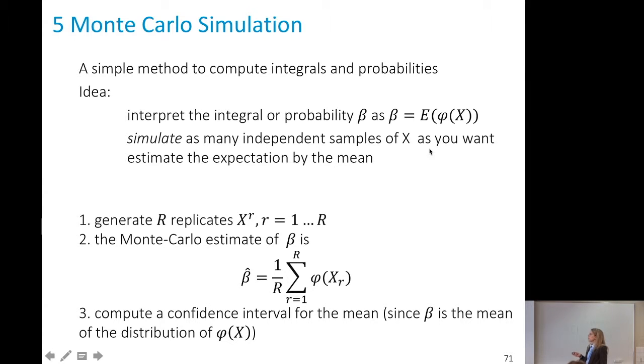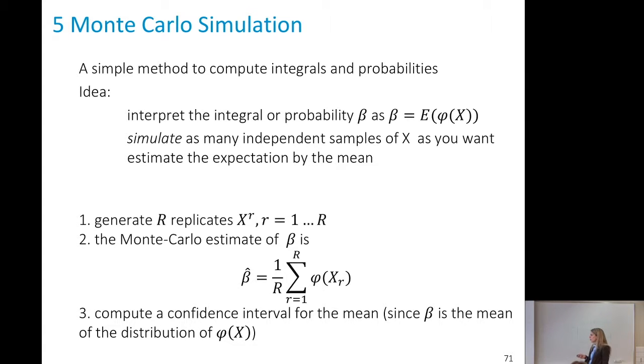We estimate it by the mean. Okay. So we generate R replicates x_r, where r takes values between 1 and R. These are the replicates of x, the samples of x we generate, we simulate. And then the estimate of beta is equal to this mean. So we evaluate phi at x_r for each x_r we have obtained, and then we take the mean of all these samples, and that is our beta estimate. Okay, so it's simple.